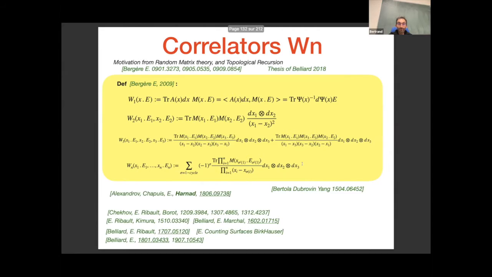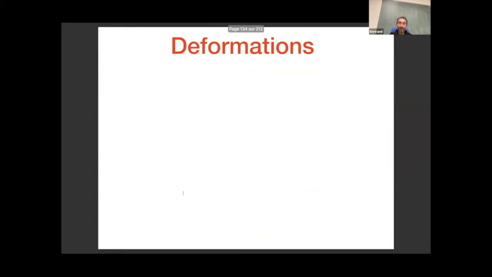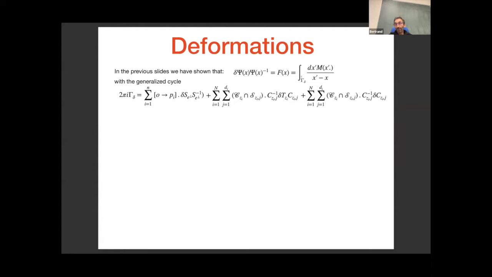I just cite a few papers, and let me mention that we also used it in our papers with Harnad on the Hurwitz numbers. So let me go now to the next slide. What we have shown so far is that we can compute f as this delta psi, as an integral of M along these kinds of generalized cycles. Let's look now at the deformation of the correlators of the Wn's.